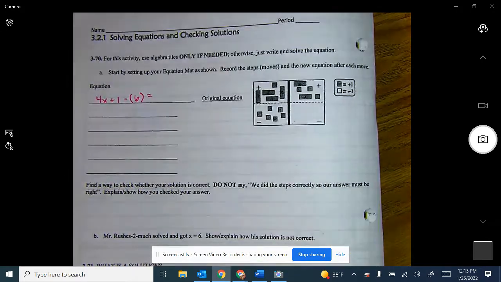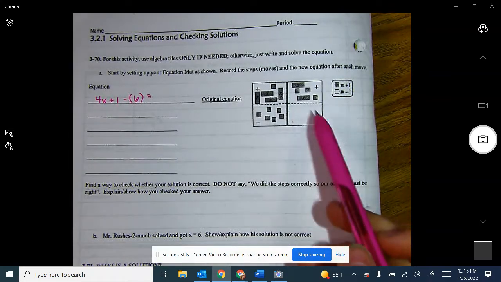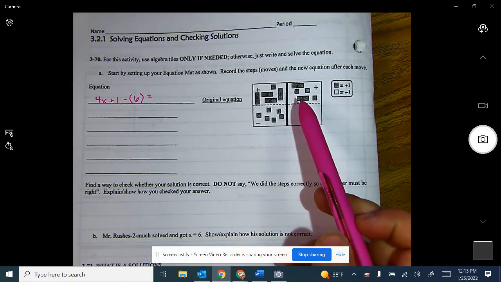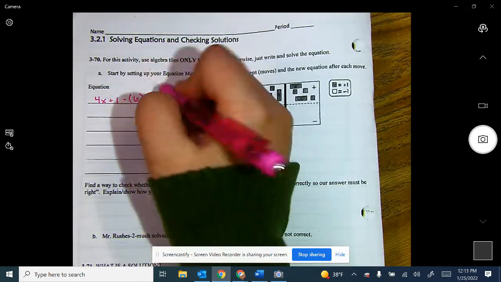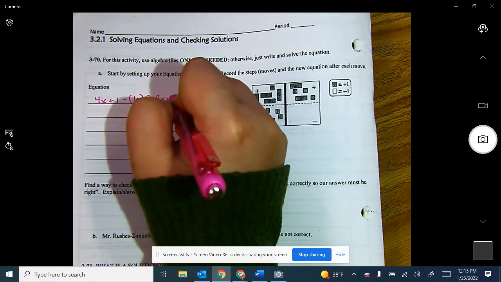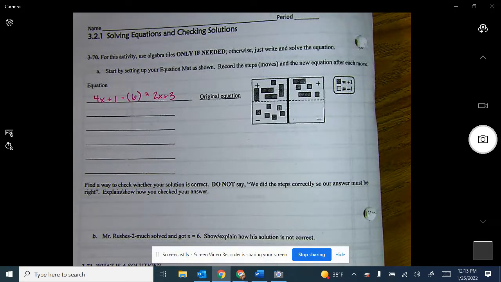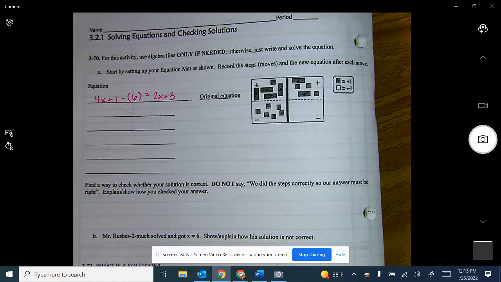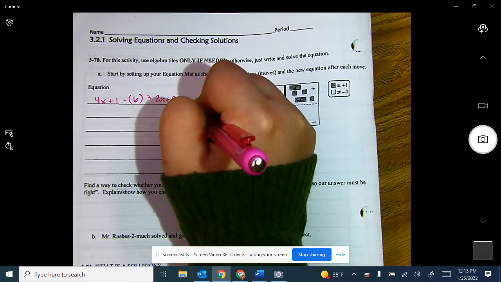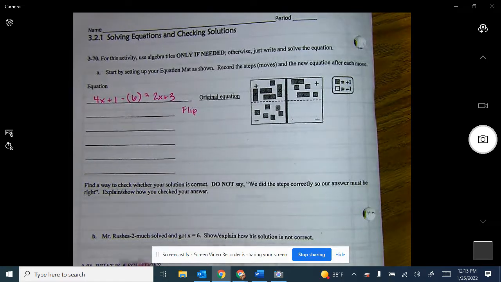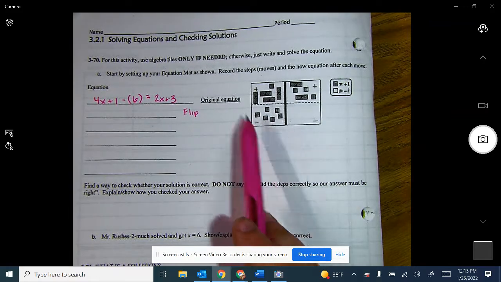Now I will go ahead and do the right. So I don't have anything in the negative world here. Everything's up in the positive world. And I have 2x plus 3. All right, so that is my original equation. Now my first step is going to be to flip. All right, so that just means moving these up to the positive world.